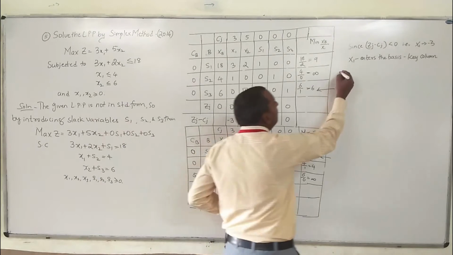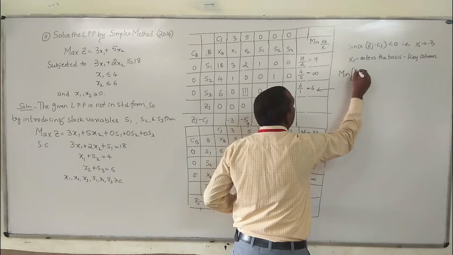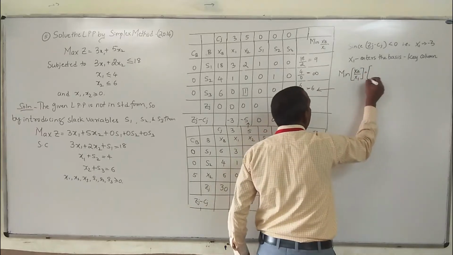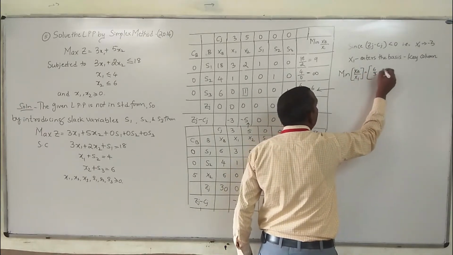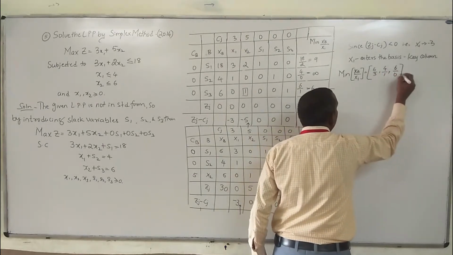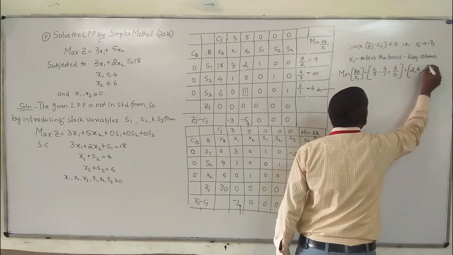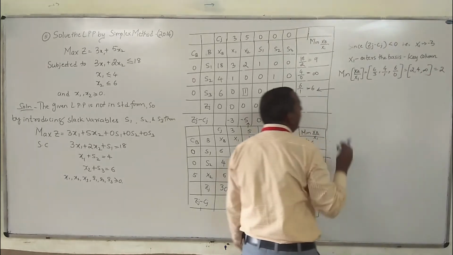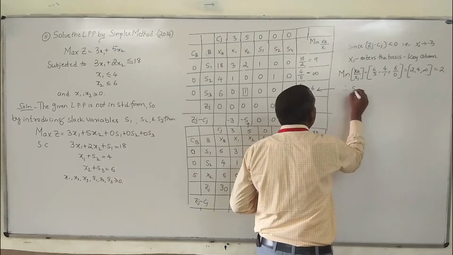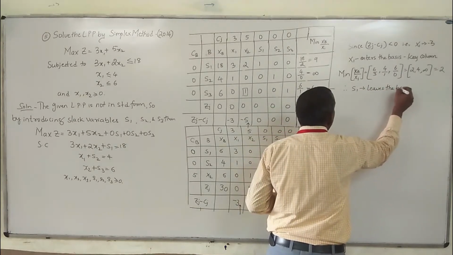Fine. So let me write minimum of xb upon x1 here. So that is equal to 6 by 3, 4 by 1, then 6 by 0. So that is equal to 2, 4, infinity. That is 2. So 2 is the minimum. So then what happens? Therefore S1 leaves the basis.